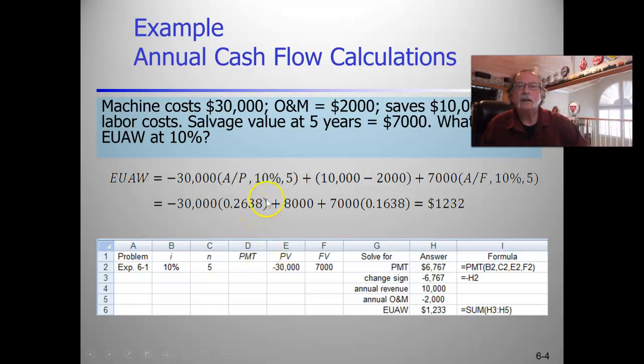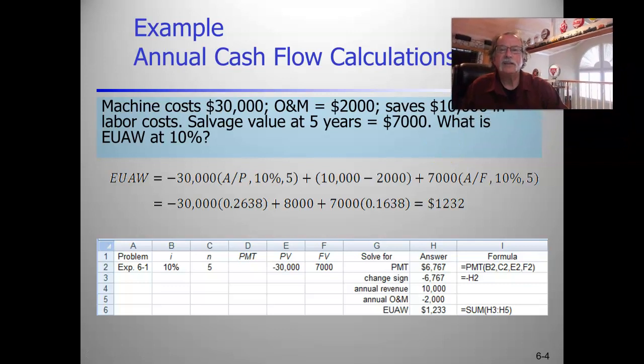And so what they did here, in this example, this is annualizing the present amount. This is the annualized benefits minus costs. This is annualizing the salvage value. So it's like the second method that I showed you on that screen.